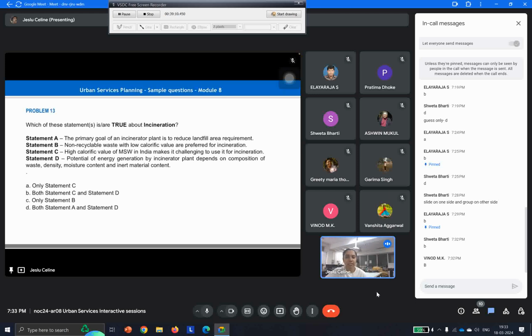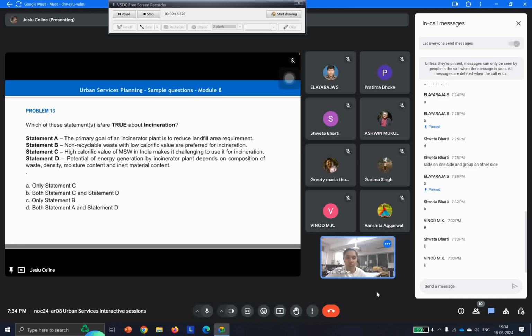So first, statement A, is that a right statement? Shweta says D. Vinod also says D. So that means statements A and D are true. Yes, that is the correct answer. Statement A is correct, we reduce the landfill. Statement B, non-recyclable waste with low calorific value is preferred for incineration, is a wrong statement.